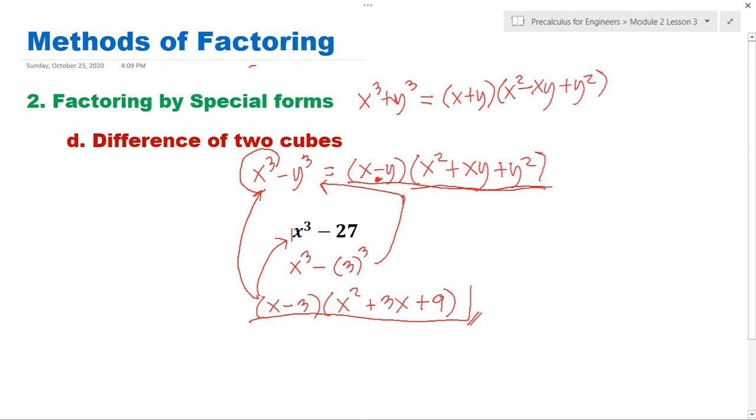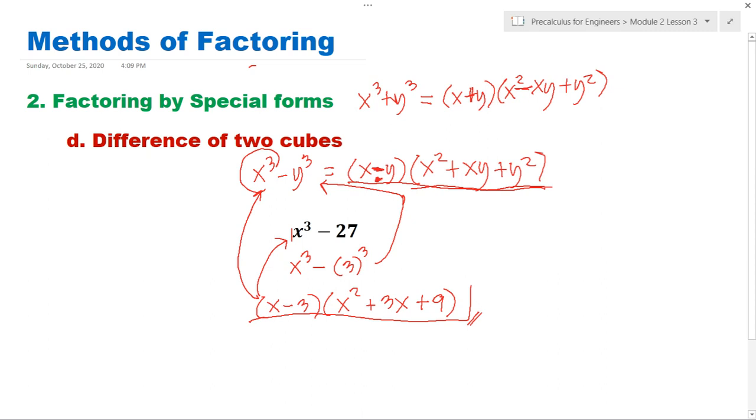As you've noticed, for difference of two cubes, minus dito. Sa sum of two cubes, plus dito. However, sa second factor, for difference of two cubes, lahat positive. Sa sum of two cubes, sa middle term lang yung mag-negative. So, yan lang yung titingnan mo.